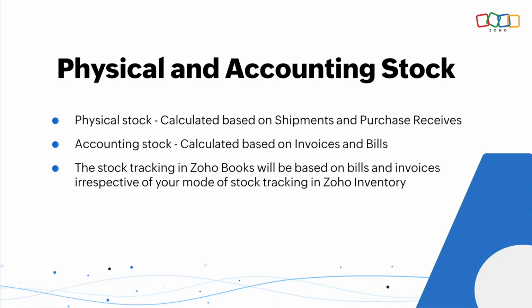So next one is accounting stock. Accounting stock is nothing but whenever you actually create an invoice to the customer and receive a bill from the vendor, so when you will be taking this particular product in your books of accounts. So even after integrating it, by default in Zoho Books, the stock tracking will be based on the bills and the invoices that you are creating.